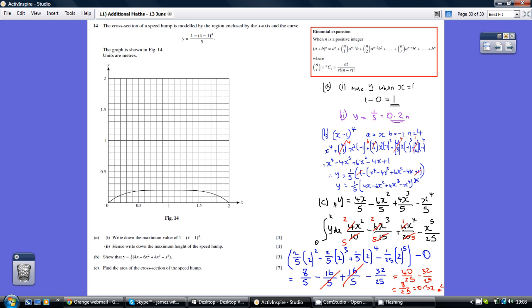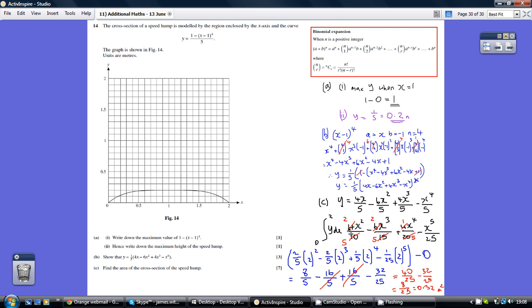Now for part C, I've just kicked off, because we're going to integrate in a minute, by multiplying each of these terms by a fifth, which I've done here, and then to integrate, we add 1 to the power, divide by the new power, which I've done here in black, and then I've just simplified, which I've just done here in red.